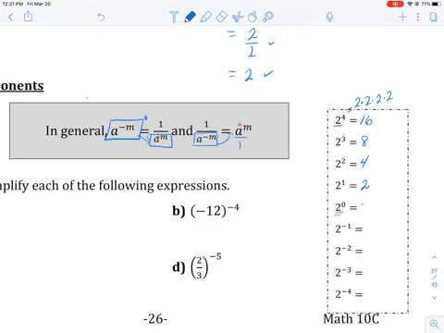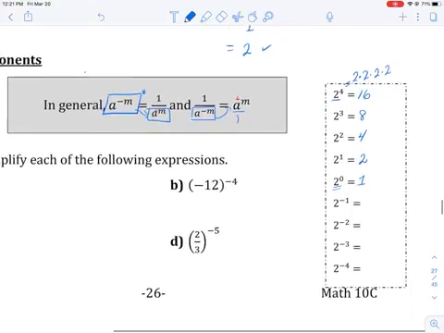2 to the power of 1 is 2. Anything to the power of 0 is equal to 1. And then we get to the negative exponents. Well, what do we do with those beasts?